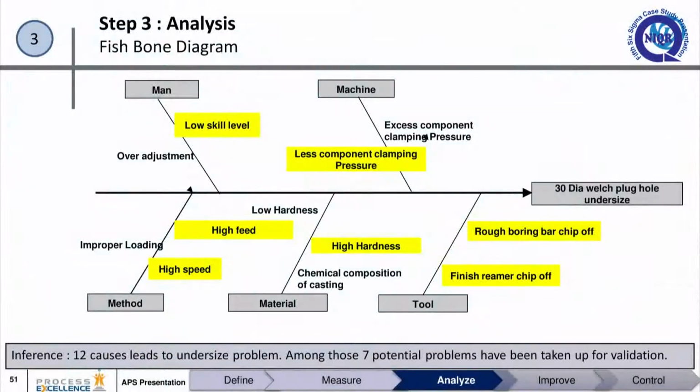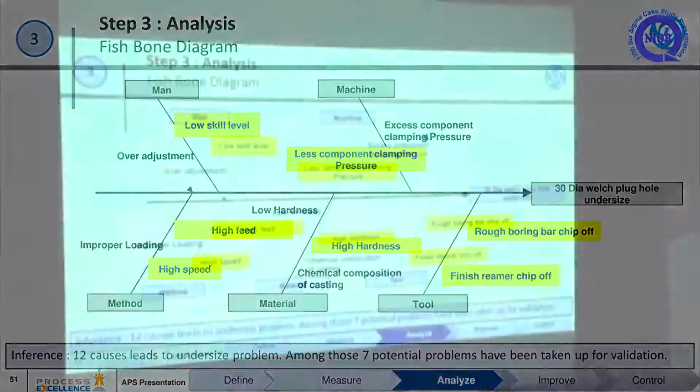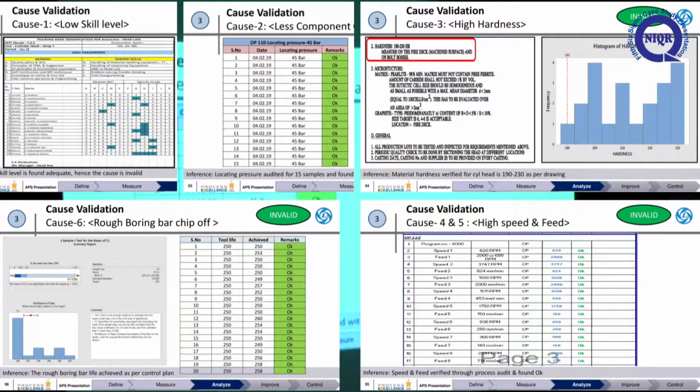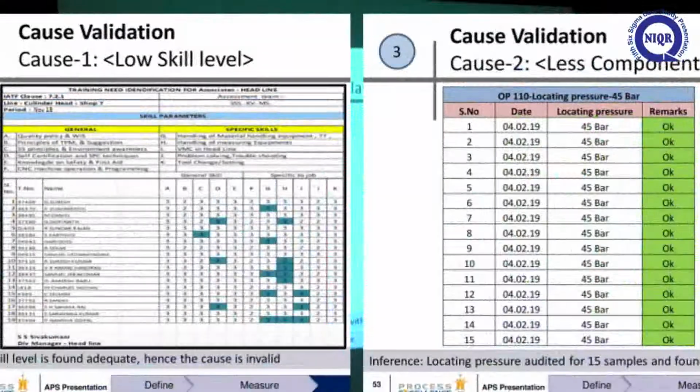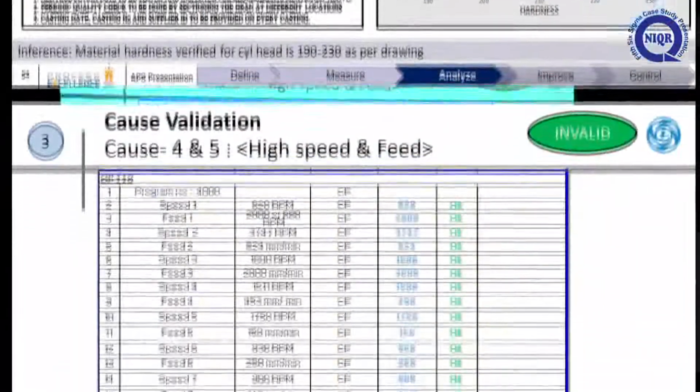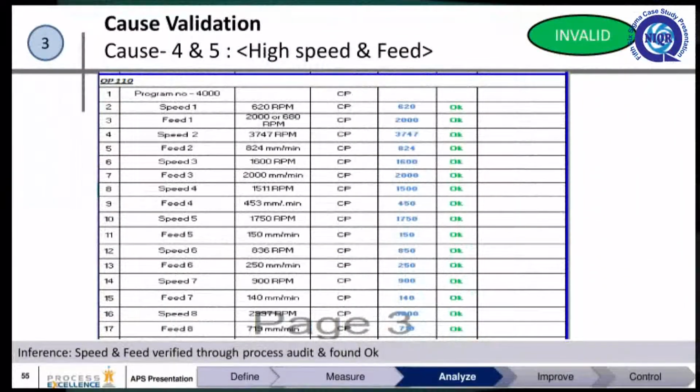In this cause-and-effect diagram, we identified 12 possible causes. From that we filtered 7 potential causes, and we validated the same. We validated all the potential causes: clamping pressure, skill level, harness. We also checked the speed and pin. All of them are followed as per the control plan.